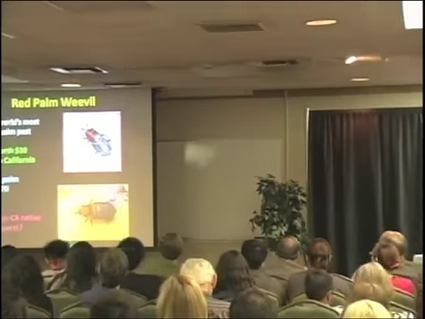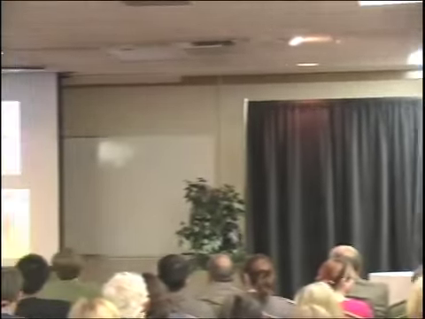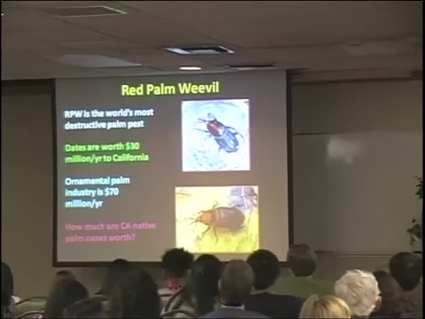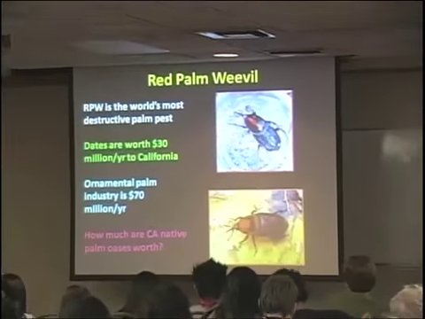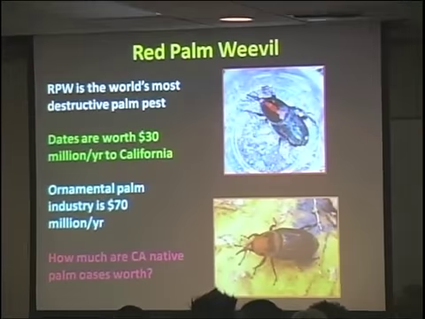This insect is considered to be the world's most devastating insect pest of palm trees. And how many of you have noticed palm trees in California? That's a bit better. I think there are 8 hands raised this time. Okay, we have a lot of ornamental palms growing all around the campus and up and down the streets. We have a date industry that's worth $30 million a year. The ornamental palm industry is worth about $70 million a year.